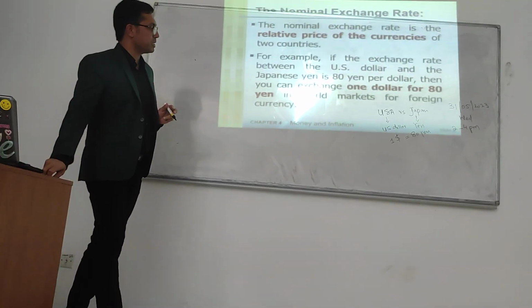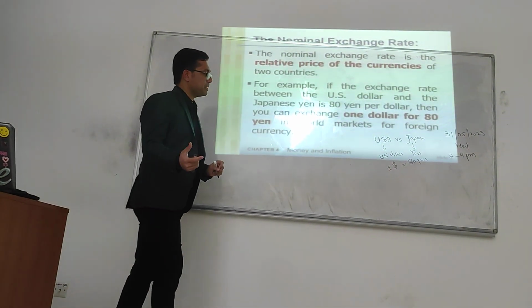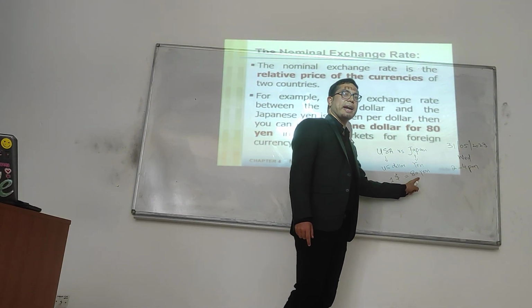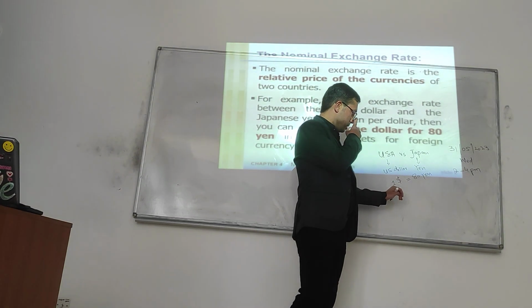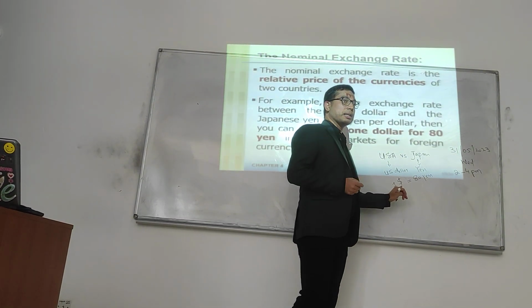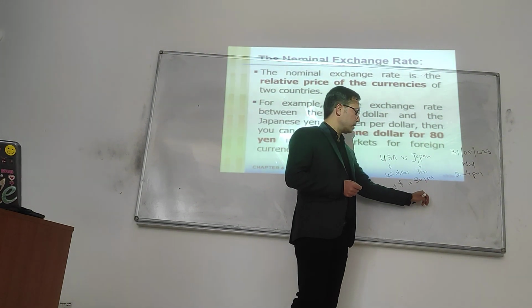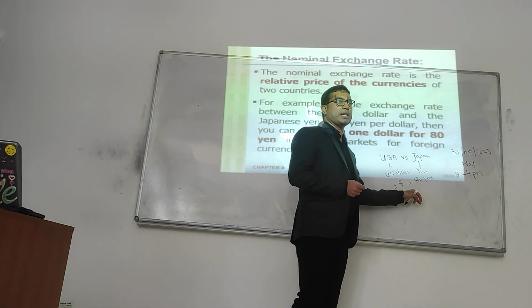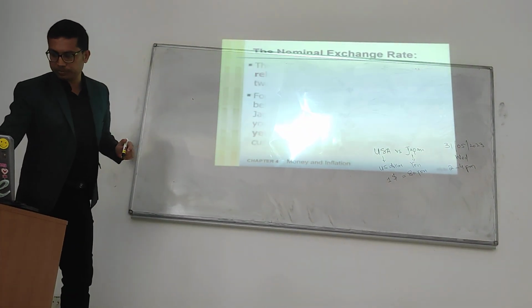If you need 80 yen, you will pay $1. Or simply we can say that the price of $1 is 80 Japanese yen. The price of the dollar, or the price of $1, is 80 Japanese yen. This is known as the exchange rate, or very simply the nominal exchange rate.